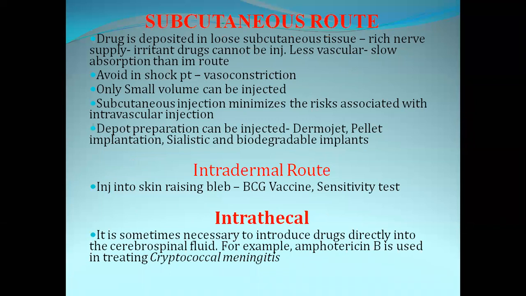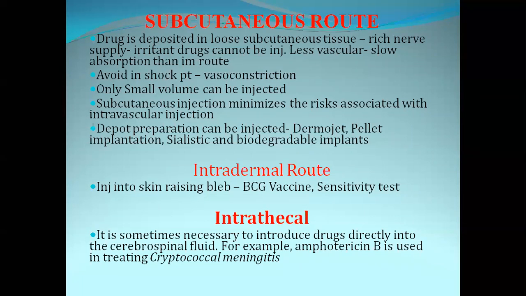Next one is the subcutaneous route. The drug is deposited in the loose subcutaneous tissue. The best example of a drug given by the subcutaneous route is insulin injection. This tissue is also rich in nerves, so it also has to be given carefully, and irritant drugs cannot be given by this route. The site is less vascular. Because it is less vascular in nature, the absorption of the drug will be slow. Comparatively, with the IM route, absorption by the subcutaneous route is less.